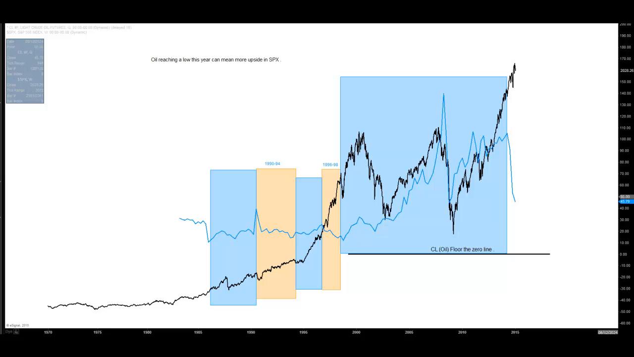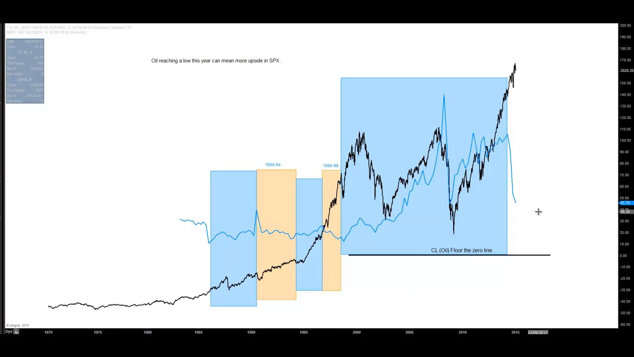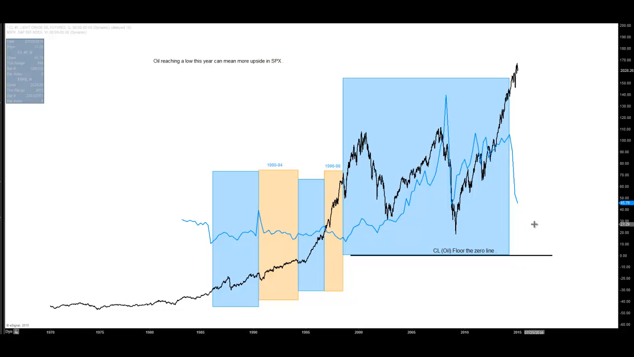Okay, so looking at the chart right here, I want you all to understand how the trade works. It's very simple. The blue line, which is oil, is a chart of oil since the 1993 levels, and this is the zero line, meaning that nobody expects oil to trade below zero, in my humble opinion. So with that being said, the periods that are highlighted in blue mean that oil and the S&P, in black, trade the same side.